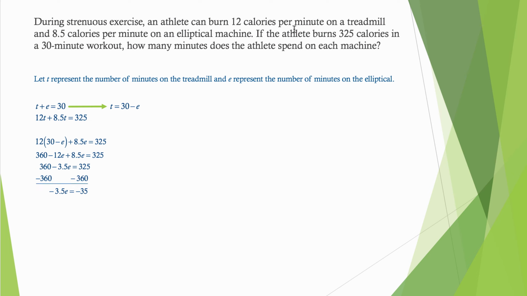We're going to subtract the 360 and then divide by the negative 3.5. That gives us E is equal to 10. So 10 minutes were spent on the elliptical, and since we had a 30-minute workout, the remaining 20 minutes were spent on the treadmill.